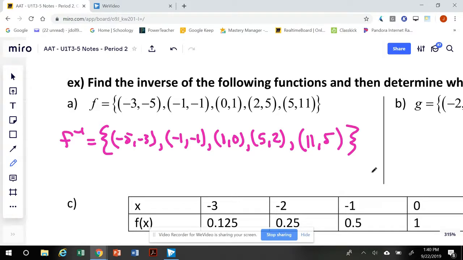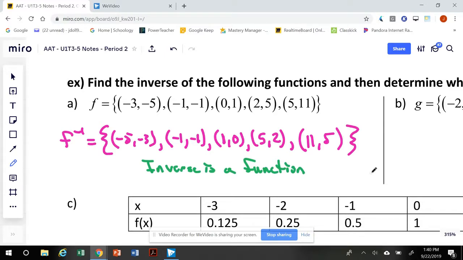So the second question we have to answer, is the inverse a function? Well, as we look at these x coordinates, notice we do not see any ordered pairs that have the same x coordinate paired up with a different y coordinate. So the inverse is a function. So now this takes us back to our definition of a one-to-one function.